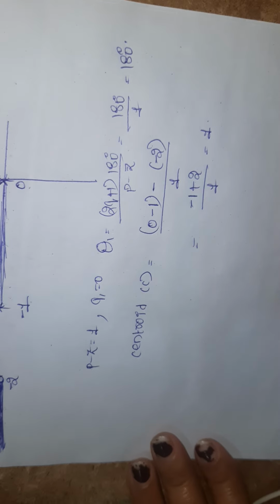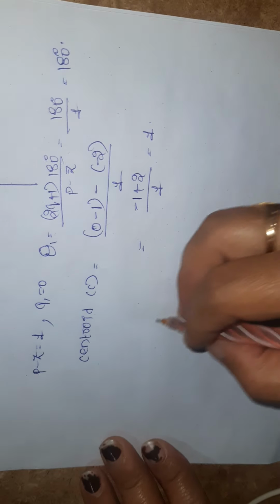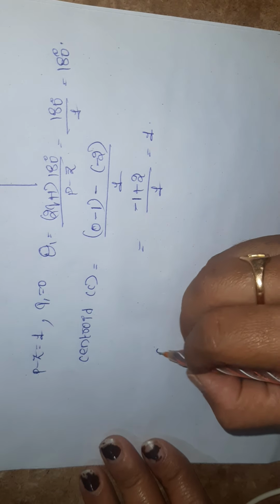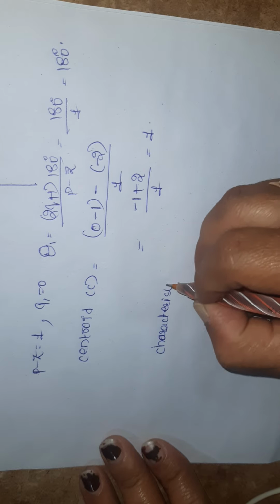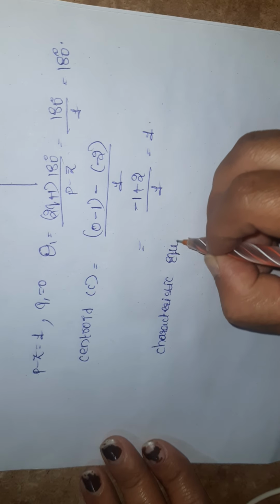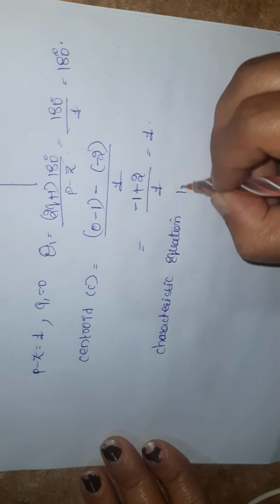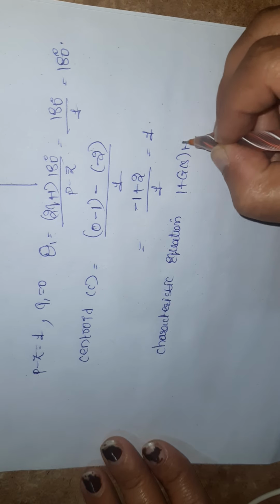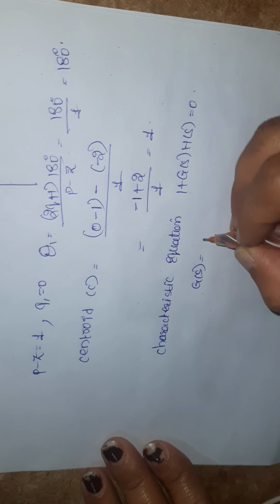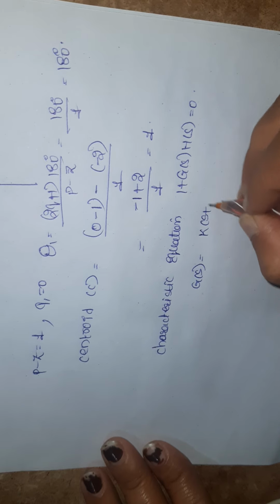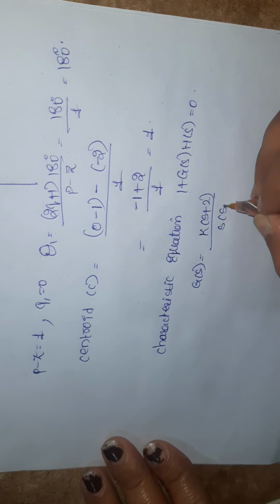Now, breakaway point. How to calculate the breakaway point? We have to construct the characteristic equation. The characteristic equation is 1 plus G(S)H(S) equal to 0. And what is G(S)? They have given K into (S plus 2) by S into (S plus 1).